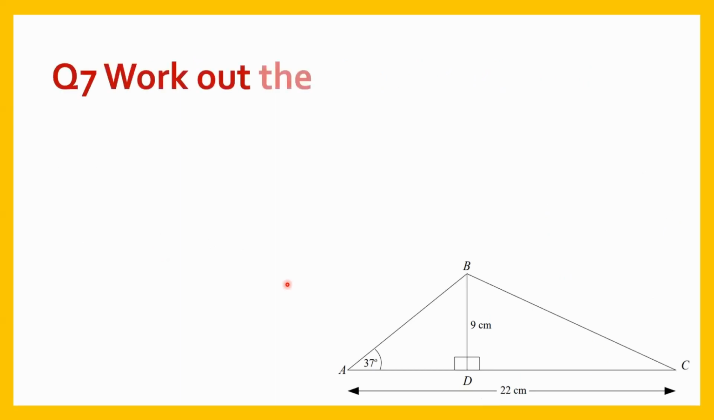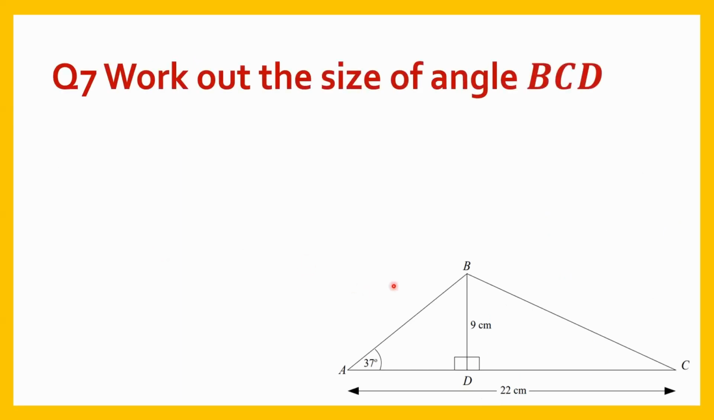Last one, question 7. Work out the size of angle BCD. So BCD, that angle here. This looks very different from what we've done previously, but the only difference is instead of having one right angle triangle, you're having two. You have one on the left hand side, a right angle triangle, and one on the right hand side, a right angle triangle.